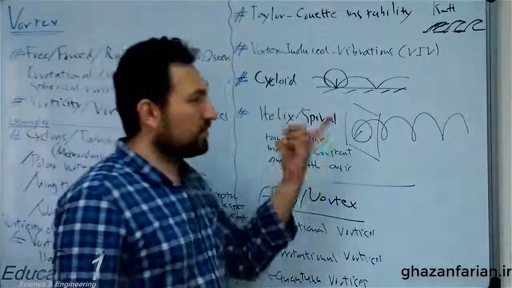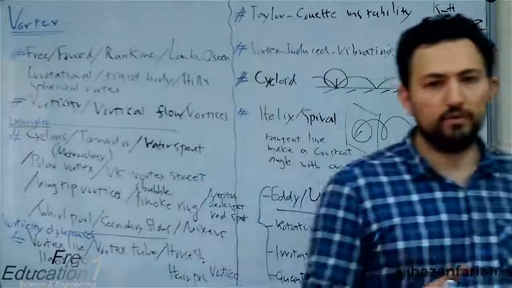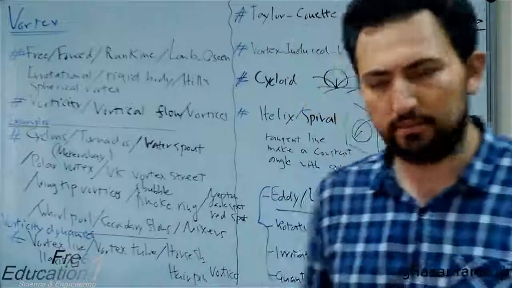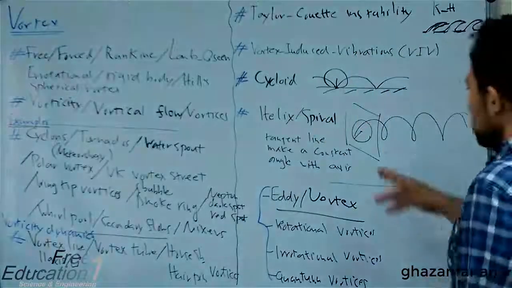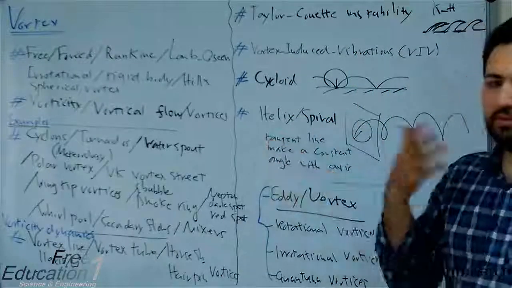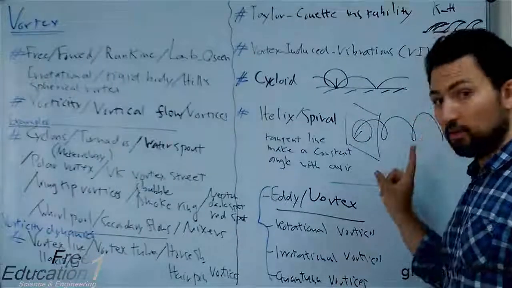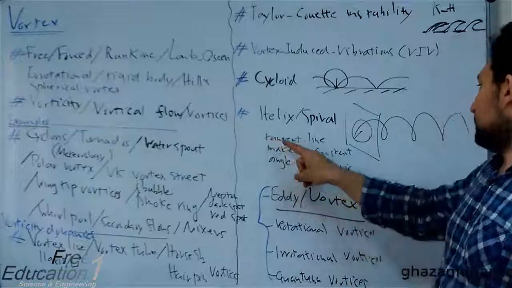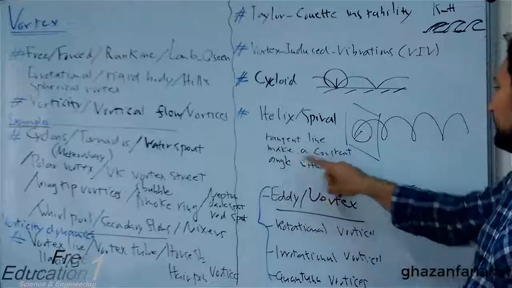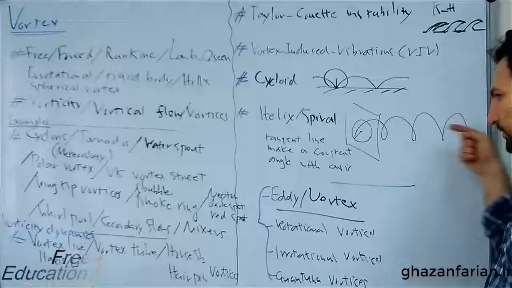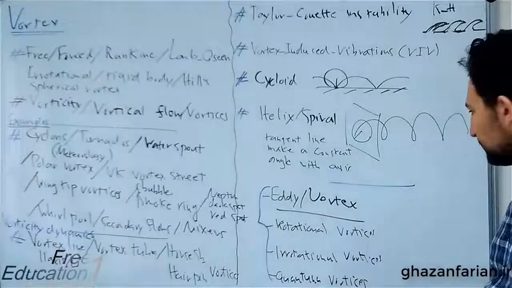So we are using spirals to design the volutes of turbomachinery pumps, for example, or turbines. And the spiral is a smooth and continuous curve in three-dimensional space, whose tangent line makes a constant angle with the axis. You see again there is an axis here.